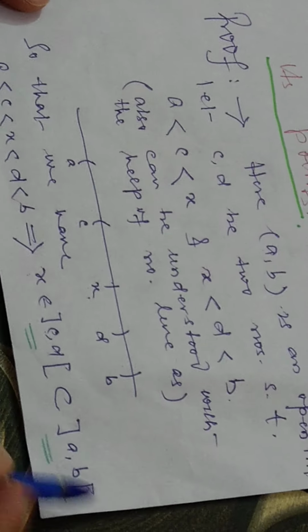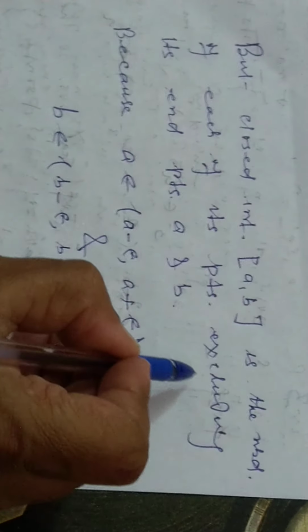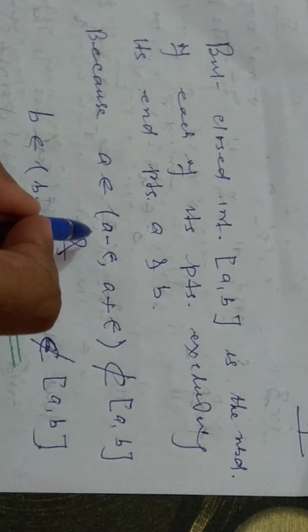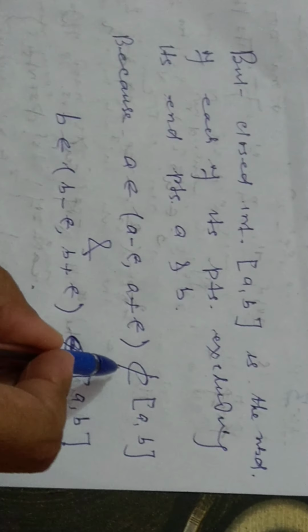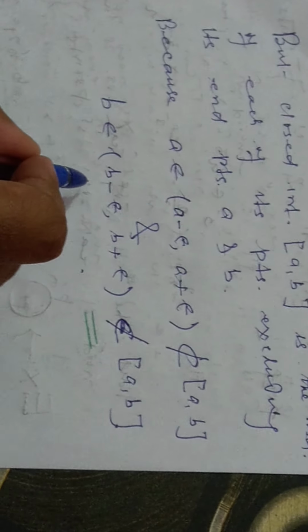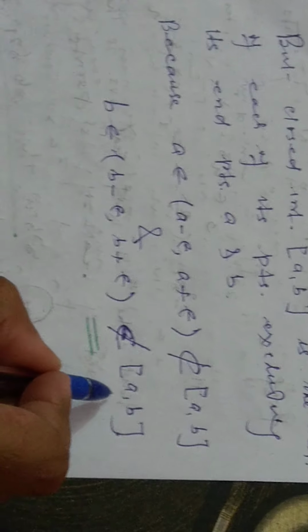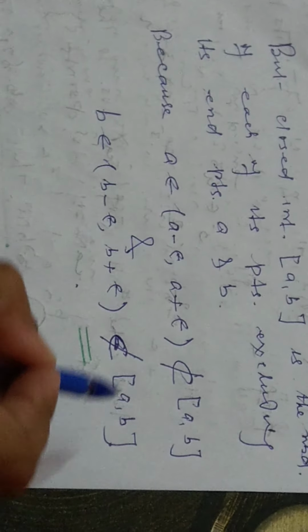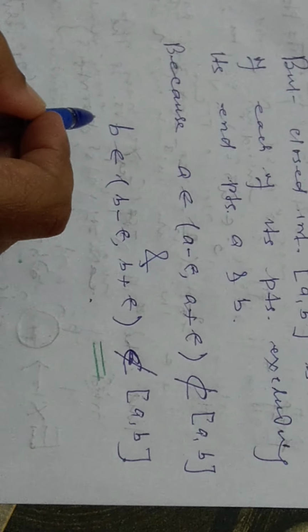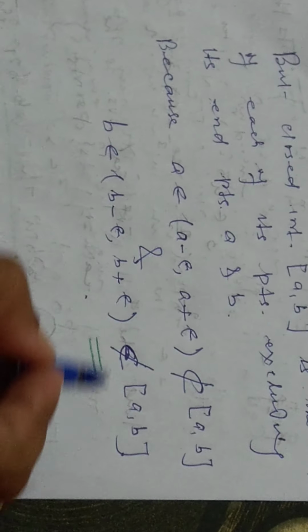And it can be generalized that the open interval (a, b) is the neighborhood of any of its points, but the closed interval [a, b] is the neighborhood of each of its points excluding its endpoints a and b, because a belongs to (a minus epsilon, a plus epsilon), which is not a subset of the closed interval [a, b], and b belongs to the open interval (b minus epsilon, b plus epsilon), which is again not a subset of the closed interval [a, b], and you can say that the closed interval [a, b] is the neighborhood of each of its points between a and b, excluding the endpoints a and b.